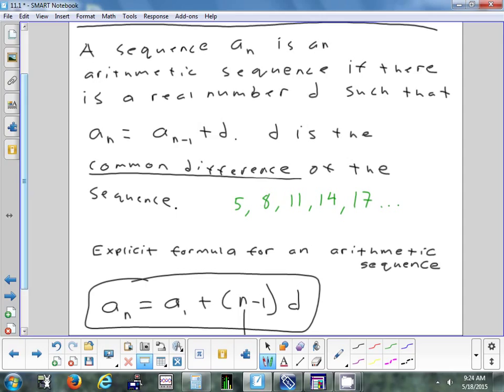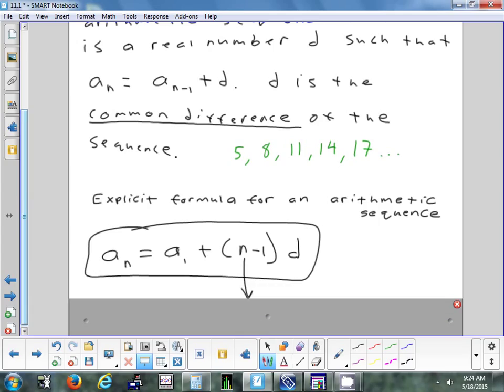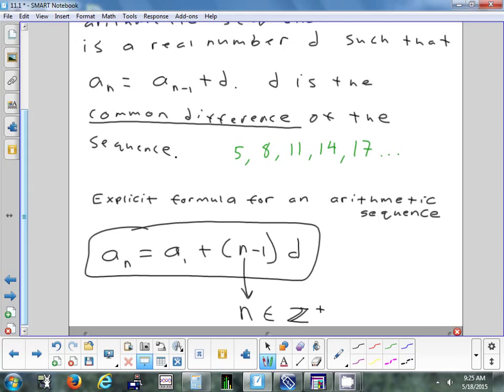Okay, there's a couple things you have to know. First, you got to know the first term. Next thing you have to know is d. What's the common difference? Or you could look at it as, what's the number you're adding each time? If you know those two things, you're all set. That's all you need to figure out the formula. Just remember that n has to be a positive integer. n can't be a fraction, can't be a decimal. It's a term number. It's a positive integer.